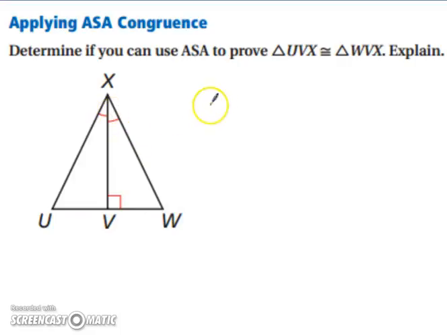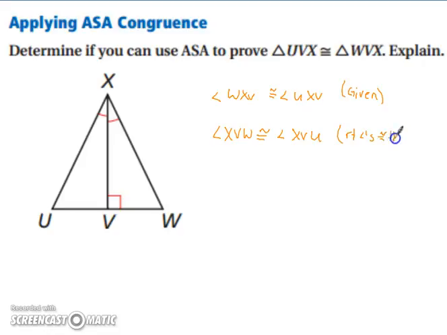Okay, well, they gave us that angle WXV is congruent to angle UXV, and they gave that to us. Given. Okay, and then they also are showing us here that angle XVW and XVU are both going to be 90 degrees because you have a line, so if they're both 90, they're both congruent. So angle XVW is congruent to angle XVU. And for this one, we used the right angle congruence theorem, because if they're both right angles, then they are both congruent.